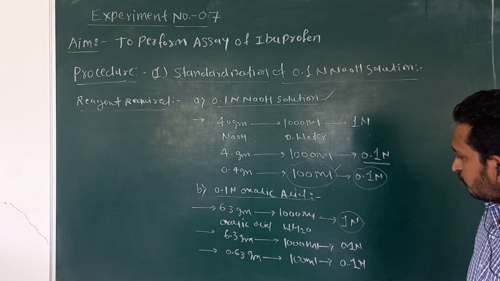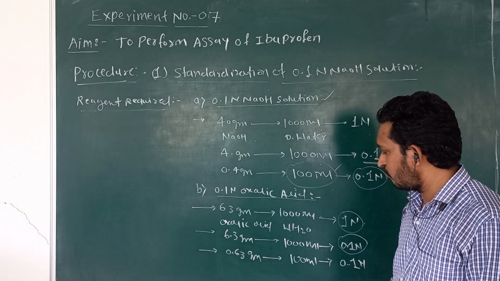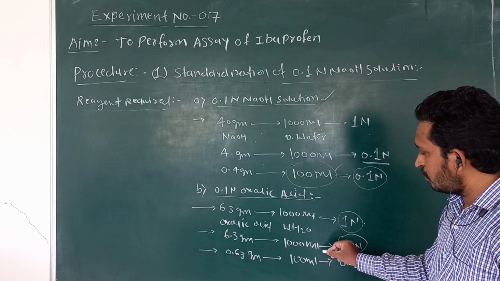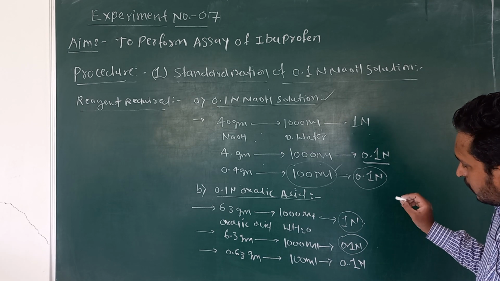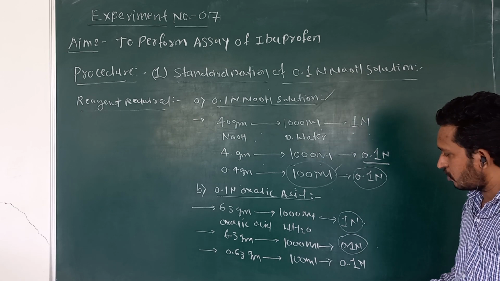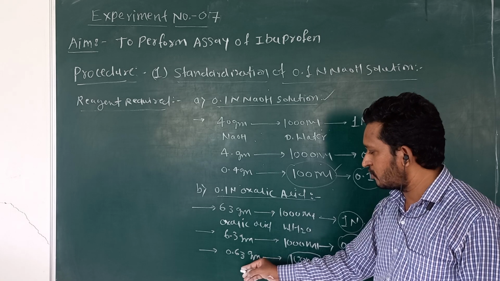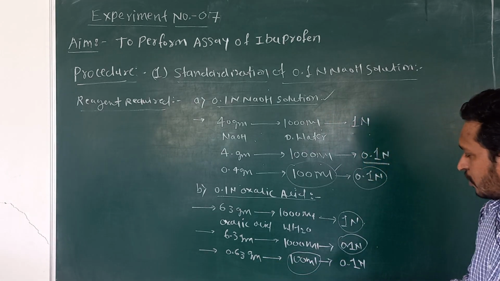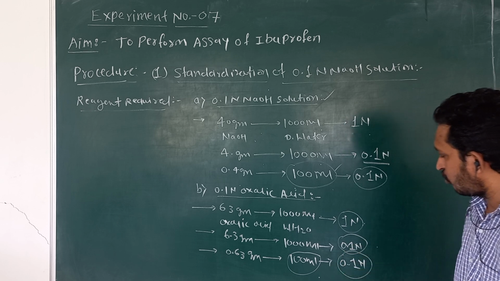So if you want 0.1 normal, you have to take 6.3 gram of oxalic acid and dissolve it in 1000 ml of distilled water. That will be 0.1 normal oxalic acid. Suppose you want it for 100 ml, then you have to take 0.63 gram of oxalic acid dissolved in 100 ml of distilled water. So that will be 0.1 normal oxalic acid.